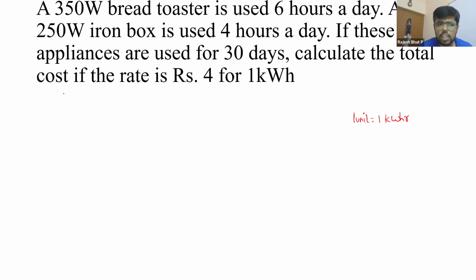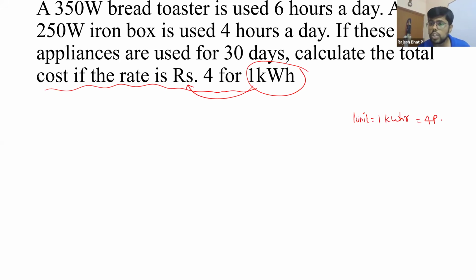Now see this problem. You have to find the cost. For 1 kilowatt hour, it is 4 rupees. That is, for 1 unit, if you use 1 kilowatt hour of current, you have to pay 4 rupees.